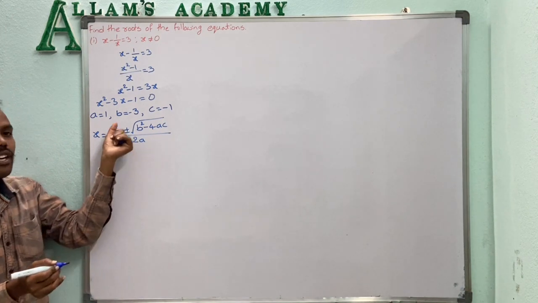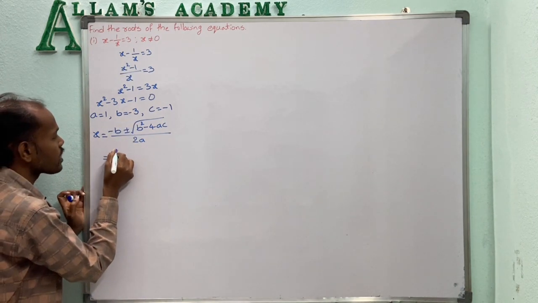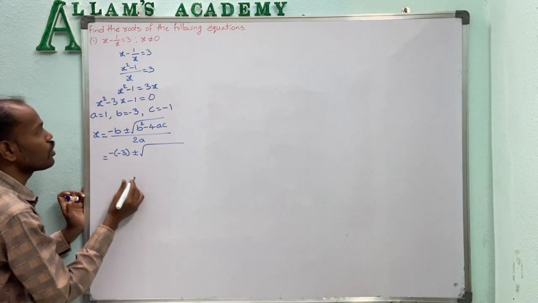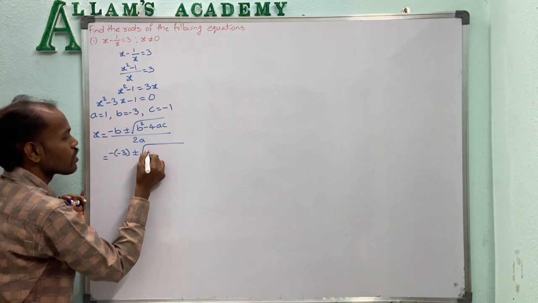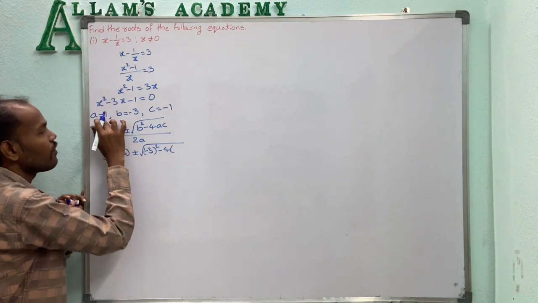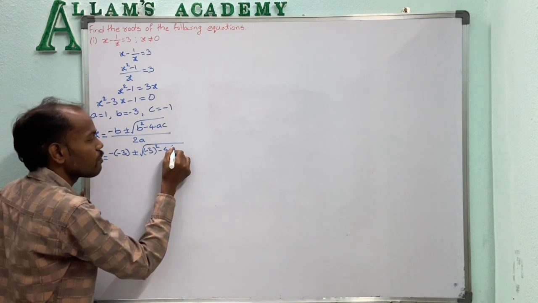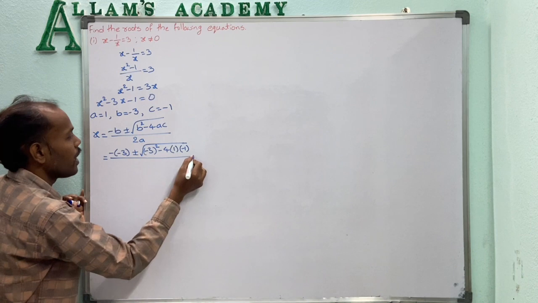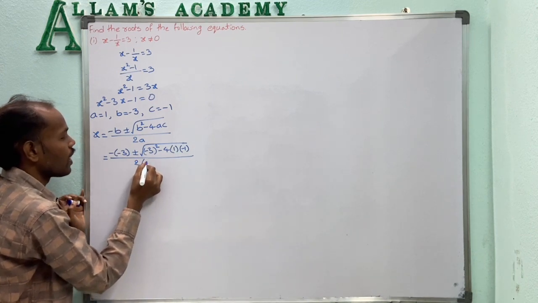Now here b value is minus 3. So minus of minus 3 plus or minus under root b square. So minus 3 whole square minus 4ac. So minus 4 into a value is 1 and c value is minus 1. So 4 into 1 into minus 1, by 2a. So 2 into a value is 1.